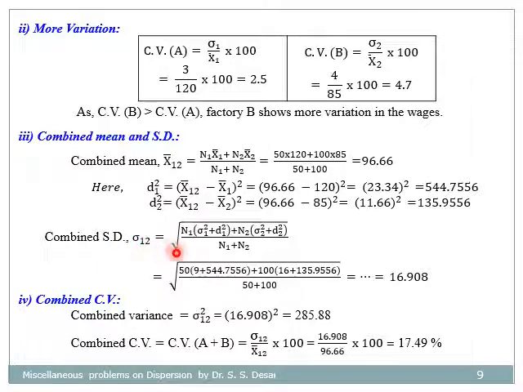So this is the formula for combined standard deviation. Sigma 1 2 is equal to root of n1 into sigma 1 square plus d1 square plus n2 into sigma 2 square plus d2 square divided by n1 plus n2. By substituting the corresponding values after simplification, it gives us combined standard deviation sigma 1 2 is equal to 16.908.